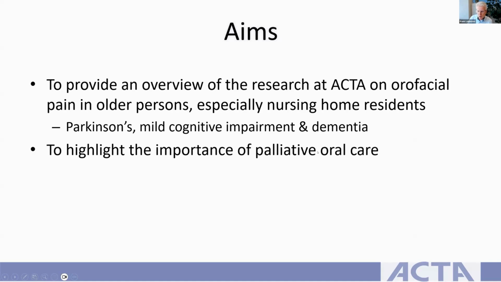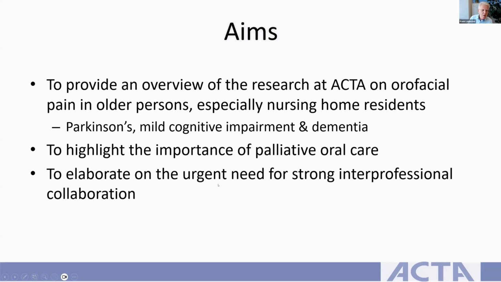These are all kinds of conditions that you're for sure very familiar with, but nevertheless, I would like to highlight the importance of palliative oral care. So what happens when the end of life is reached? Oral care is still important there, but mostly forgotten. And I would like to elaborate on the urgent need for strong interprofessional collaboration. I already mentioned that my discipline is interprofessional as it is, but also in nursing homes, it's not only the dentist who can do the job. Dentists working there have to work together with all the medical people who are involved in the care of those patients.